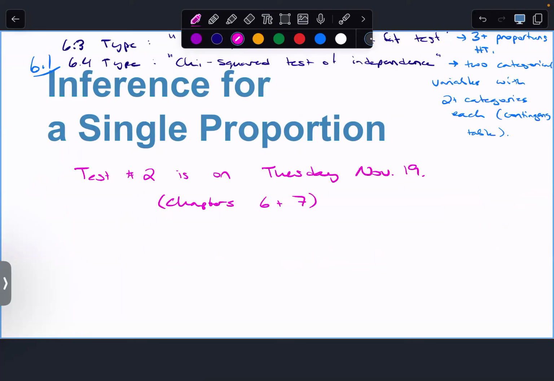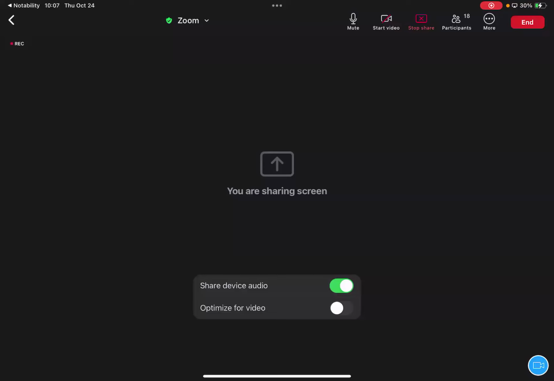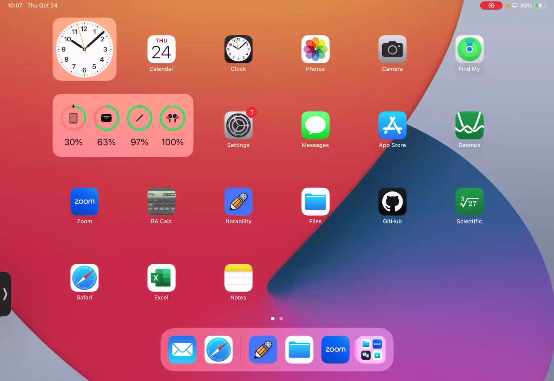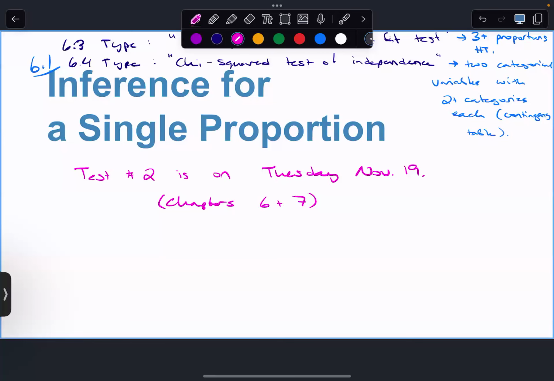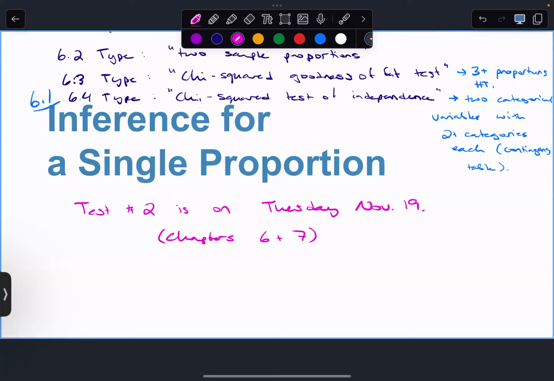Uh-oh, my screen just did something weird. Let me just go check my Zoom room. Looks good. I did have reports that the Zoom was a little bit laggy this morning, but hopefully it'll be fine.